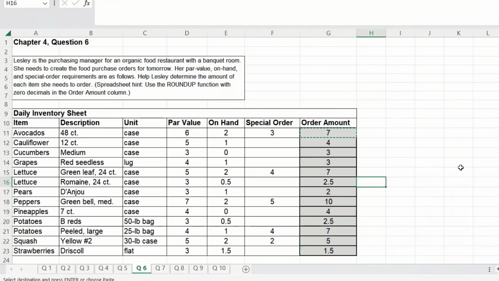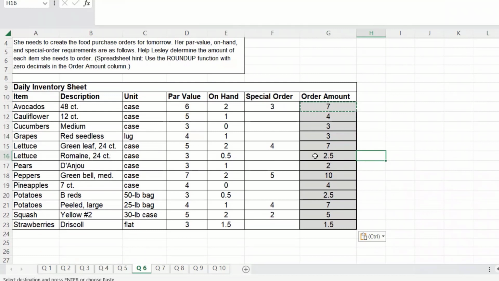Now, if you're making this order yourself, on the lettuce, you're going to have to make the call on whether or not you think that half case is going to cut it. I would round it up to the 3. Same thing with the potatoes, I would round up to the 3. And then the strawberries as well.